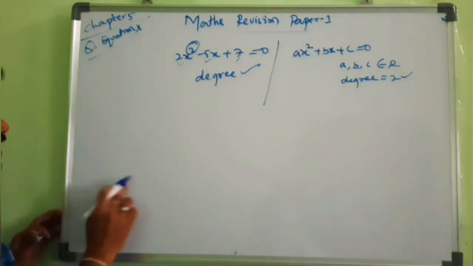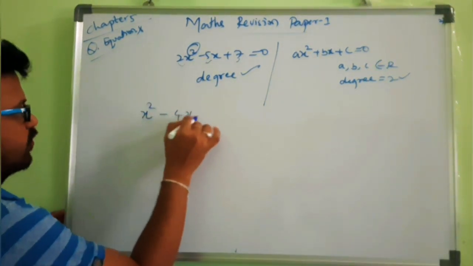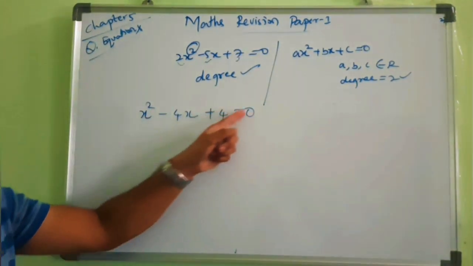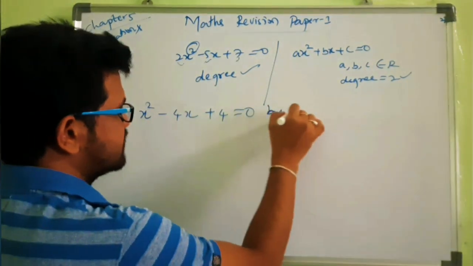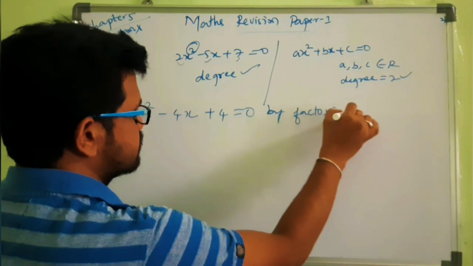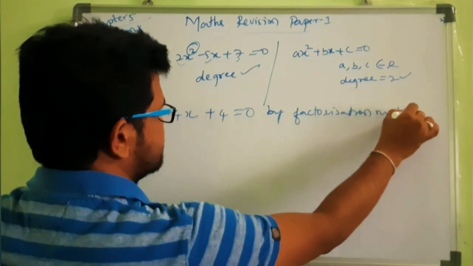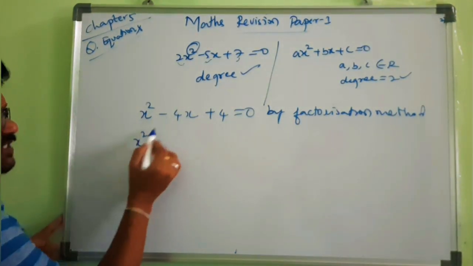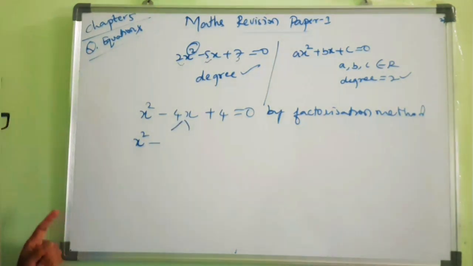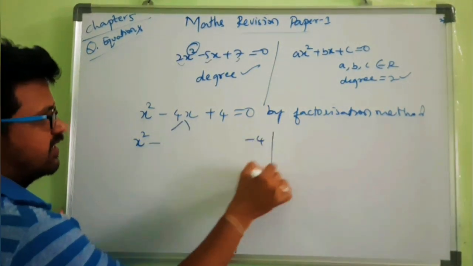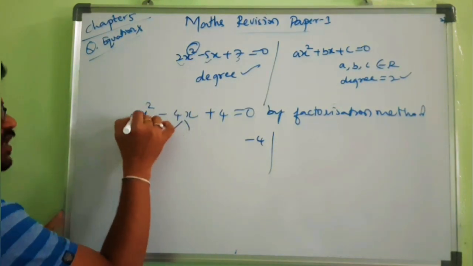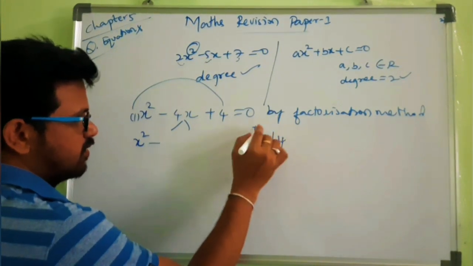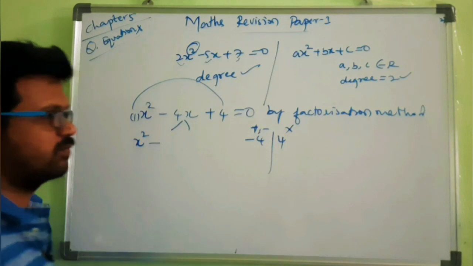How to find that? Using the factorization method. Solve x square minus 4x plus 4 is equal to 0 by the factorization method. How to solve that? See here, x square minus 4x plus 4, we have to split the middle term. The x square coefficient is 1 and the constant is 4, so 1 into 4 is 4. If we add we should get minus 4, and if we multiply, 4.